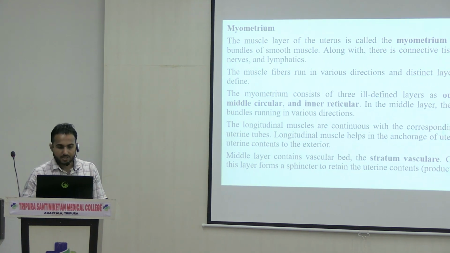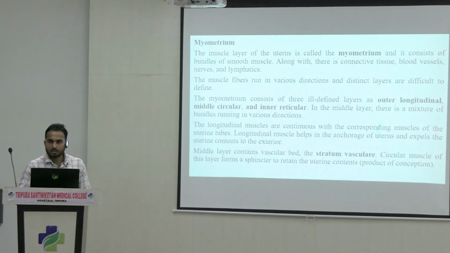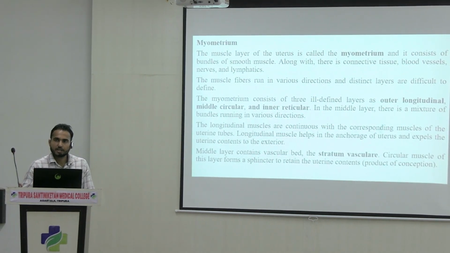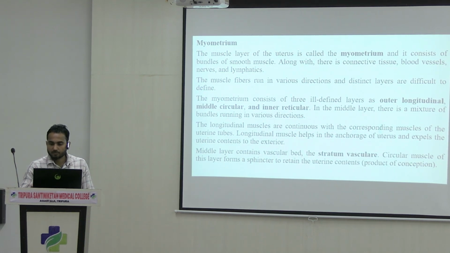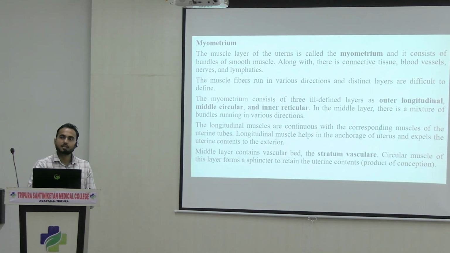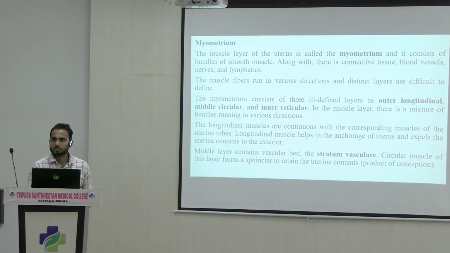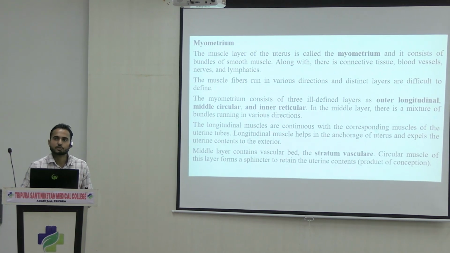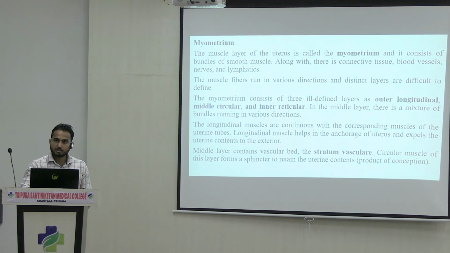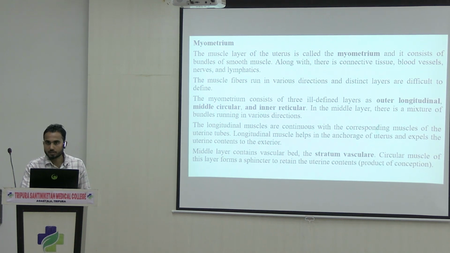Next, after endometrium is the myometrium. So it is the middle layer. Now it consists of bundles of smooth muscle. Myometrium means smooth muscles will be there. Along with that, connective tissue is present where you can see blood vessels, nerves, and lymphatics. In endometrium also we have seen blood vessels, lymphatics, and nerves. In myometrium, mainly it is made up of smooth muscles, bundles of smooth muscle. Here also we can see the connective tissue where blood vessels, lymphatics, and nerves are present.